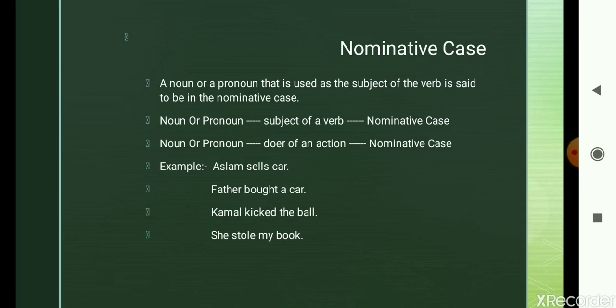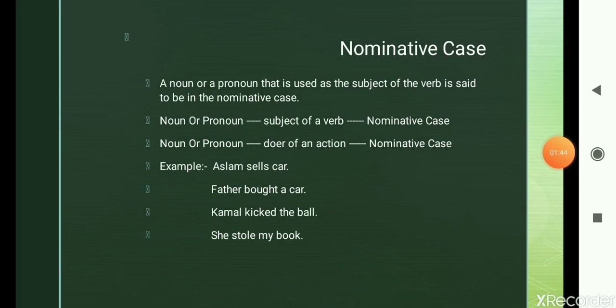Like in this example, Aslam sells car. It is written over here that the noun or pronoun should act as a subject of a verb. Subject of a verb means what? Or you can say doer of an action. Like who is the doer of an action? Subject, because subject is something which tells about a sentence, right?